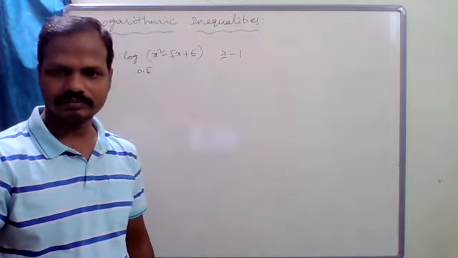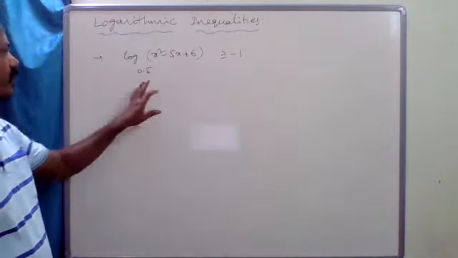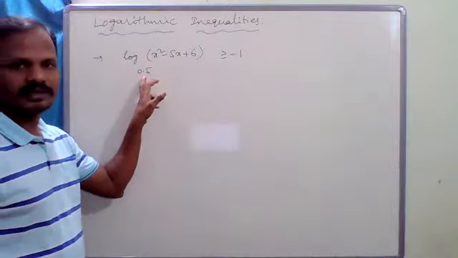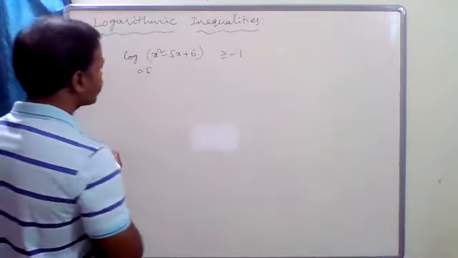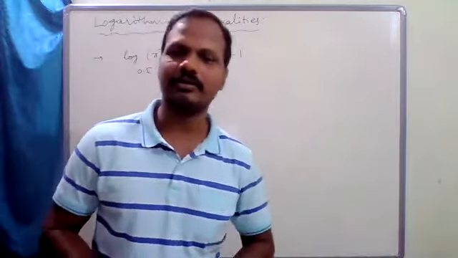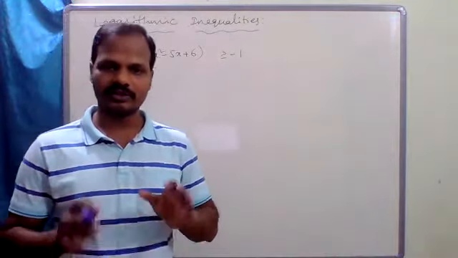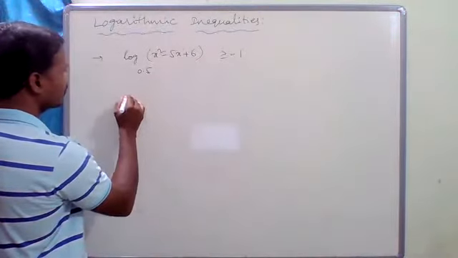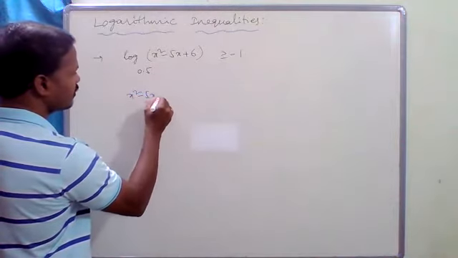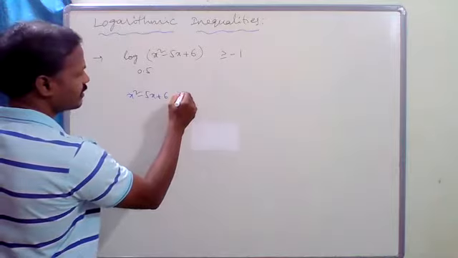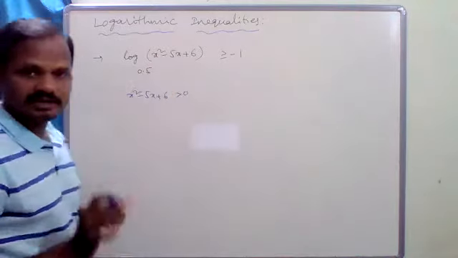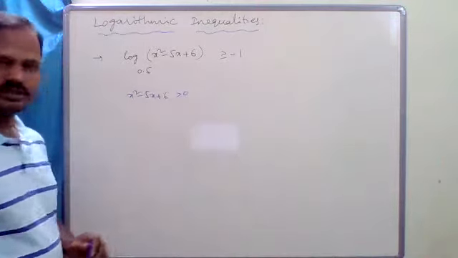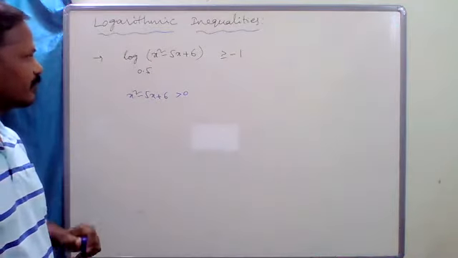Okay, good. See here, the base is the most important point. And now, while solving logarithmic inequalities, first of all you have to think about the domain values. So the first condition is x square minus 5x plus 6 must be greater than 0, because log is defined only for positive values. So this is one important condition.